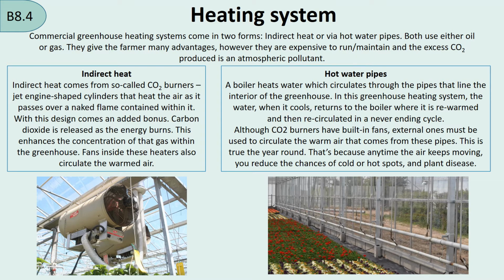The fans inside the heaters will move that air around, making sure that it's warm everywhere, not just where you are burning the oil or the gas. Now, some greenhouses use hot water pipes, and the hot water pipes is kind of like, as I said, the central heating system. So water is heated up and then passed around the pipes, where it cools down, releases that heat into the greenhouse, then goes back again and is re-warmed. The carbon dioxide burners that they use to heat the water have got built-in fans, but that is not actually necessarily going to be pumping the carbon dioxide into the greenhouse. That's because anytime the air keeps moving, you reduce the chances of cold or hot spots, and that causes disease.